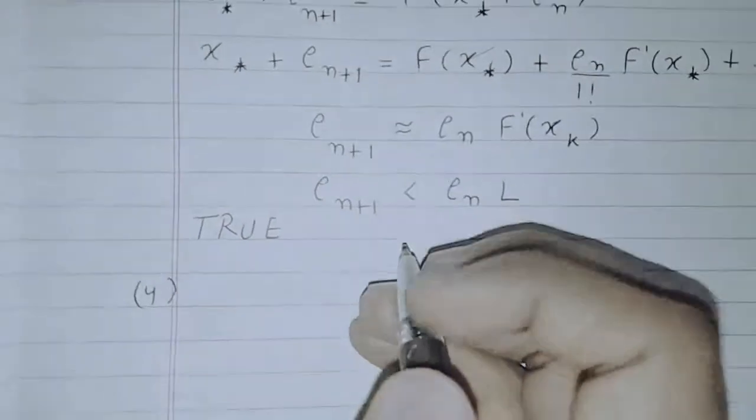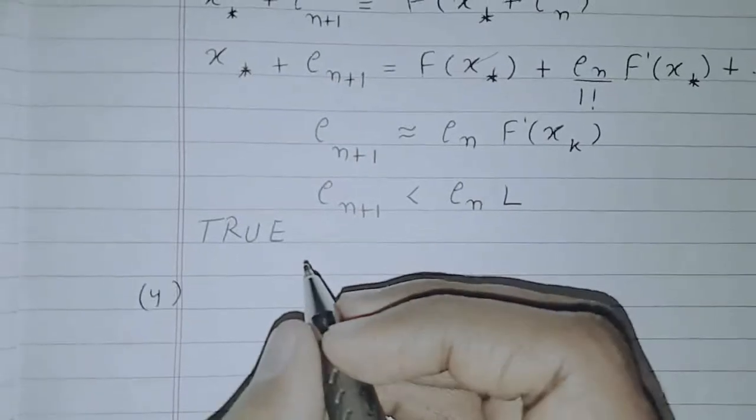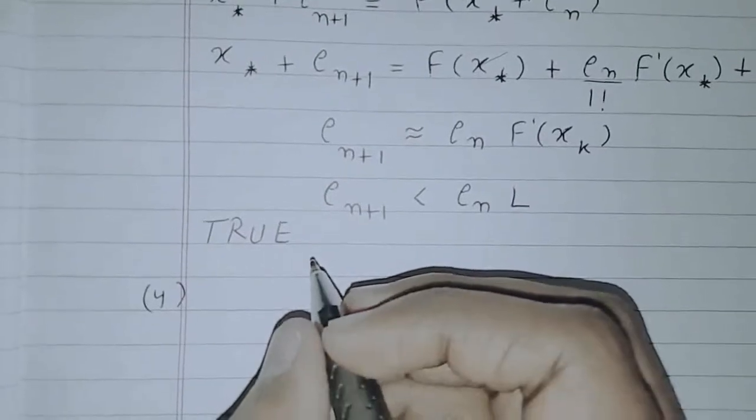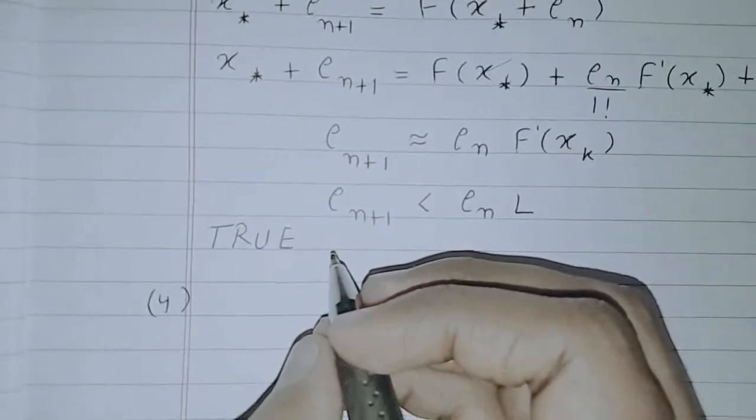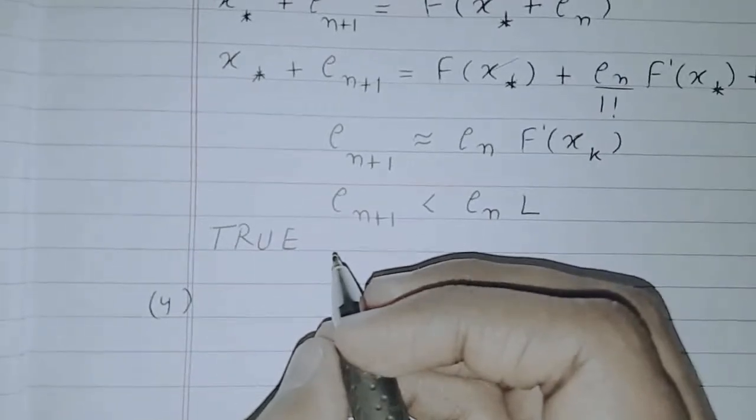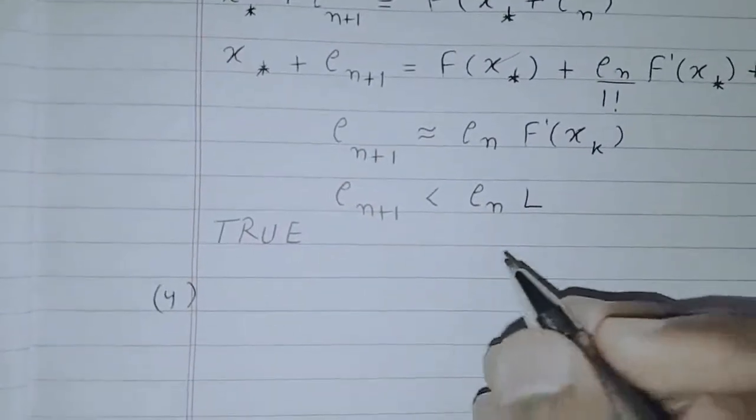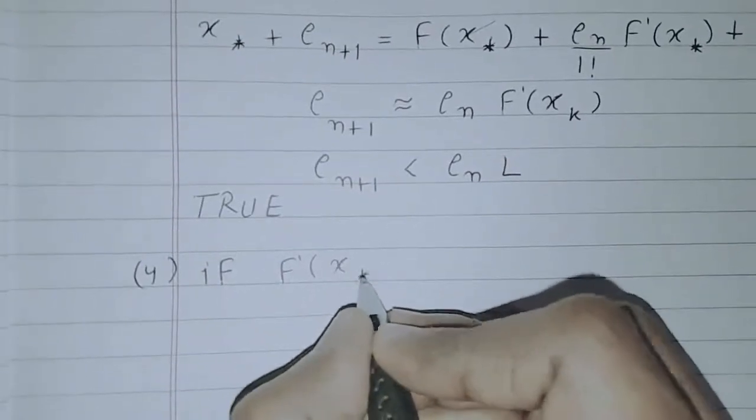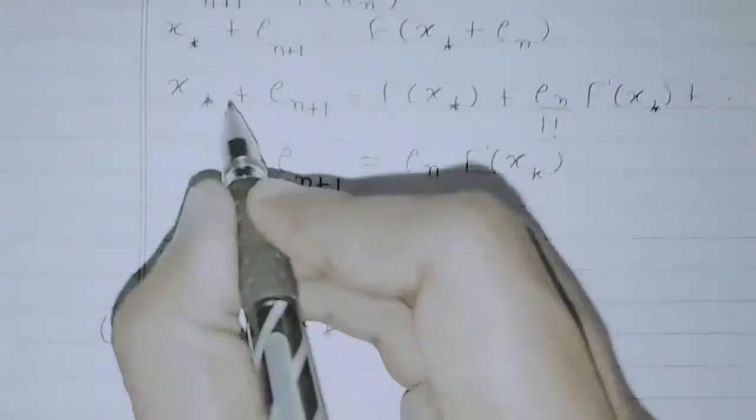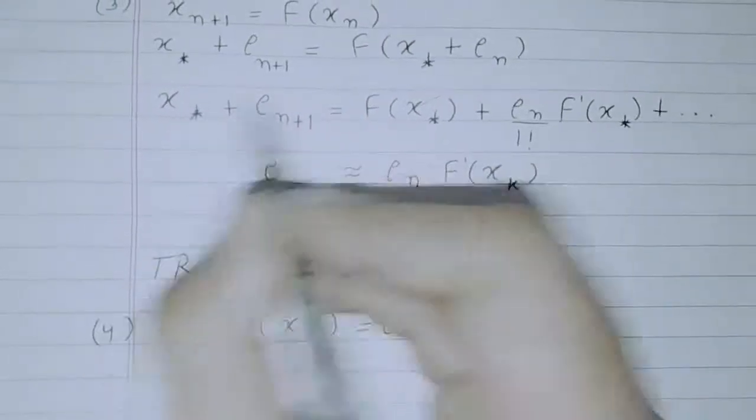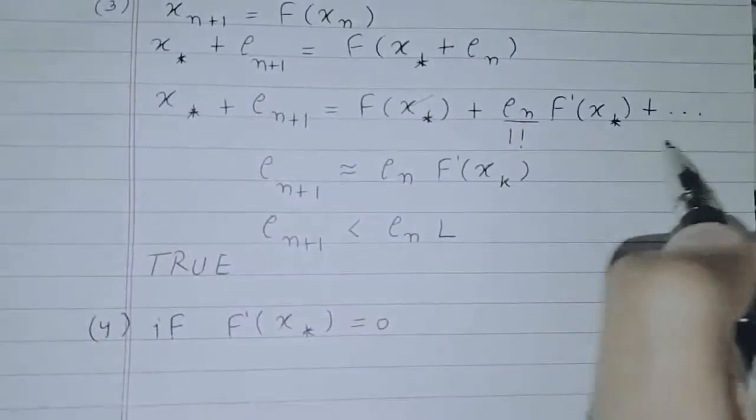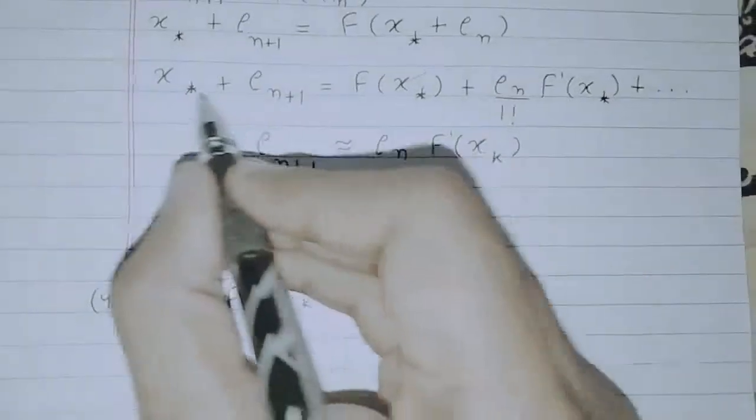Option number 4 says if the first order derivative of the function f at the fixed point x asterisk equals 0, then modulus of en plus 1 is less than c into modulus of en square for some real number c which is greater than 0. Again, from the above representation we can expand f of x asterisk plus en by Taylor's theorem, and then we obtain an expression of this form. So we write this line again.